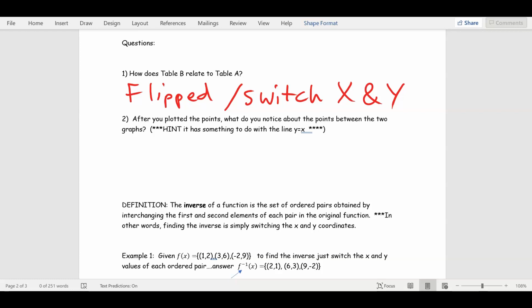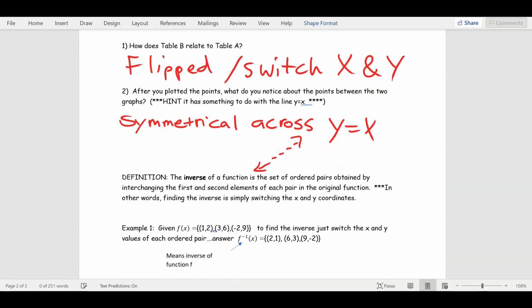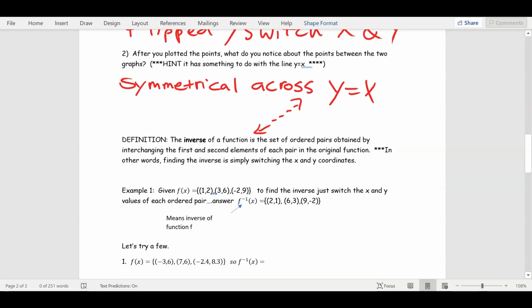Now, number 2. On number 2, after the plotted points, what do you notice about the points between the graphs? They're symmetrical across y equals x, across the diagonal line. So anytime you graph them, they'll be foldable across that diagonal line, right?